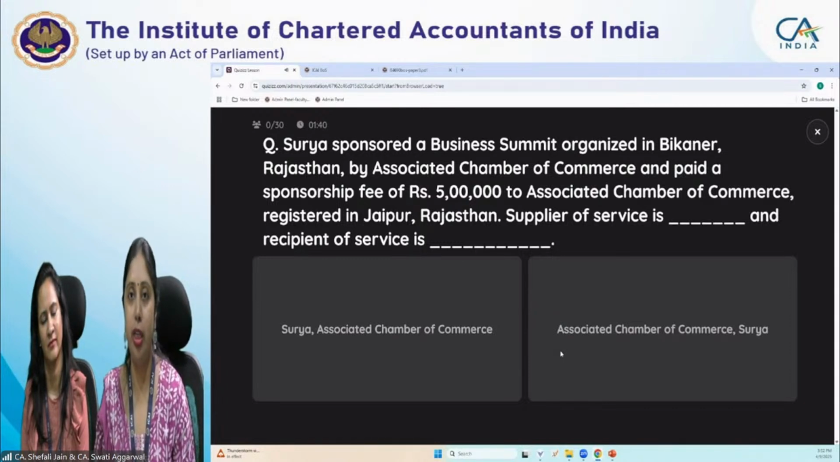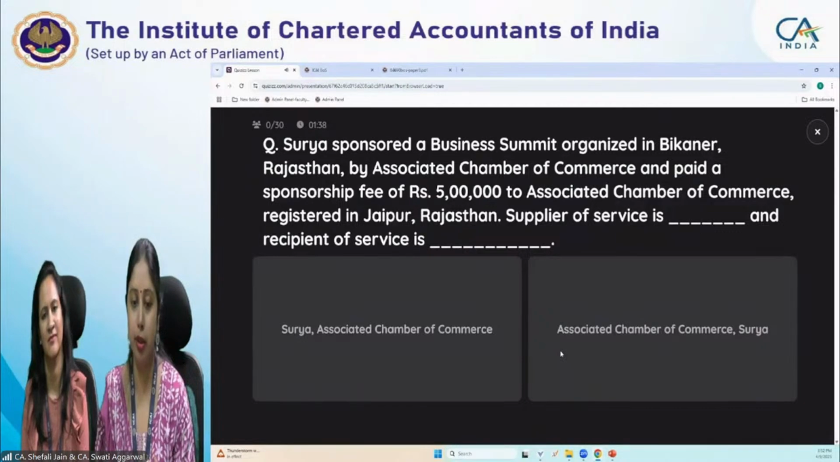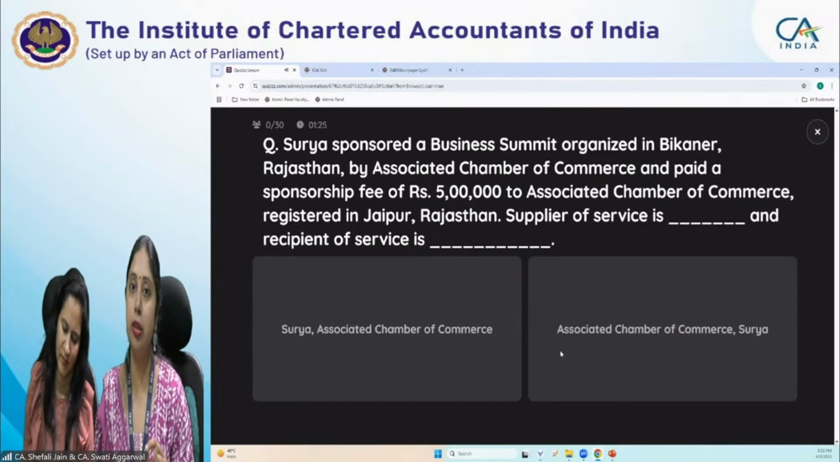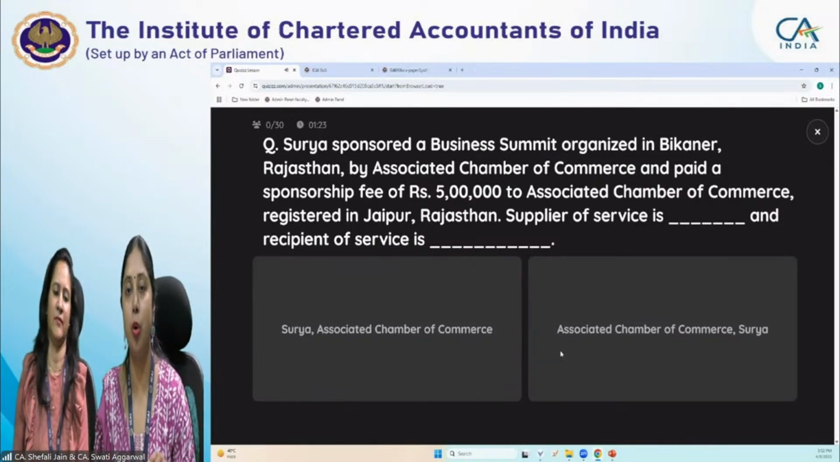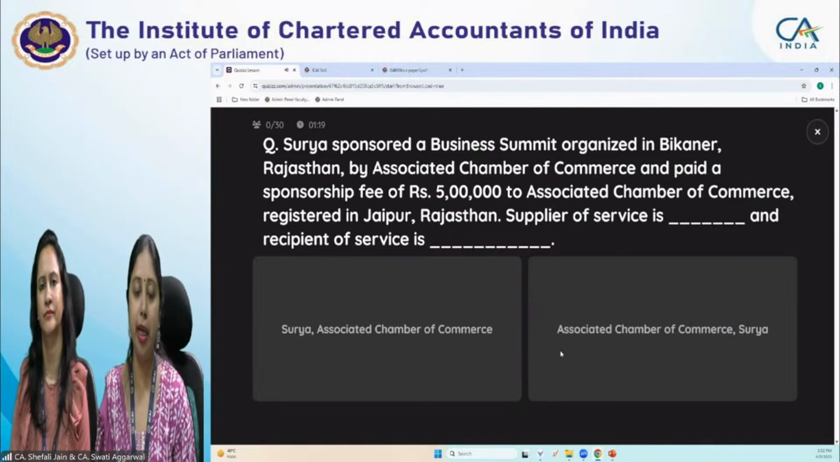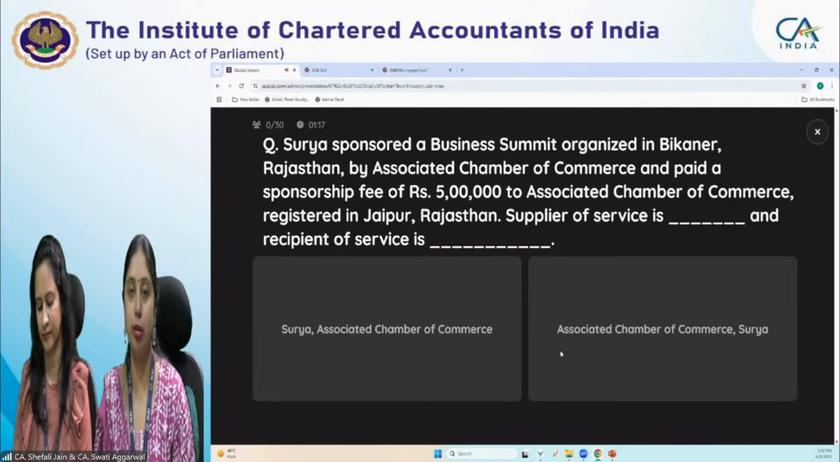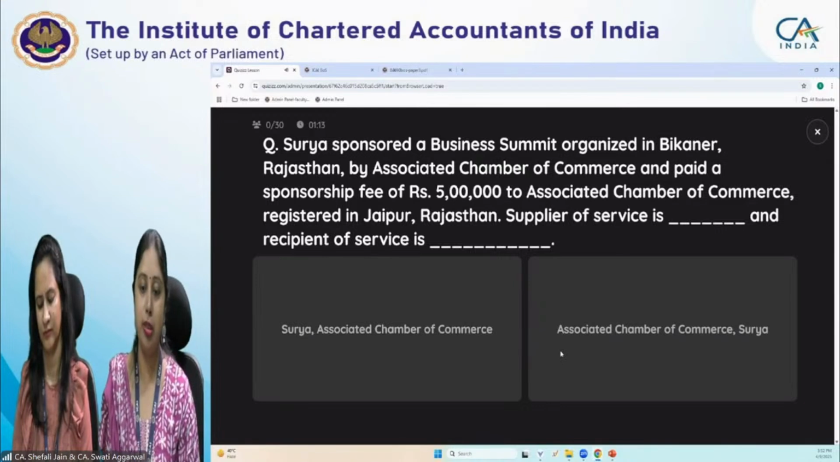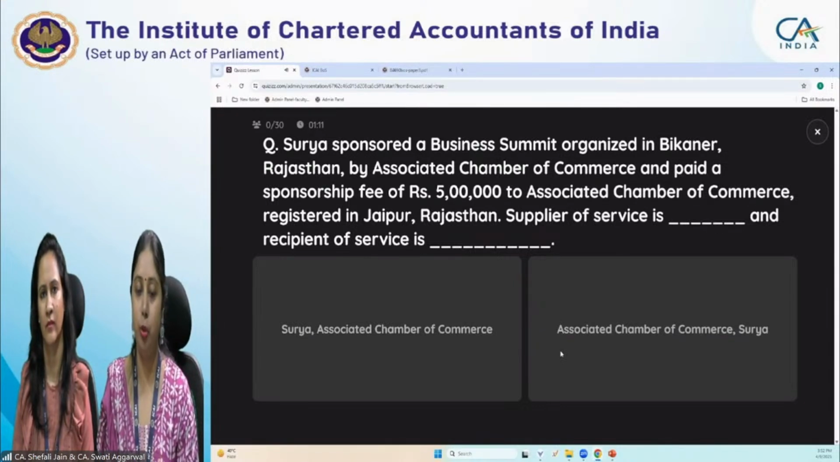We had already discussed this in brief when we were discussing this question in the beginning. First question was based on this point only. You will get 1.5 minutes time for answering this question. Surya has sponsored the summit and Surya has paid the sponsorship fee to Associated Chamber of Commerce. Now, who is supplier and who is recipient in this case? This conceptual question is required for answering this type of questions in the exam. That is why we have put this question to you.